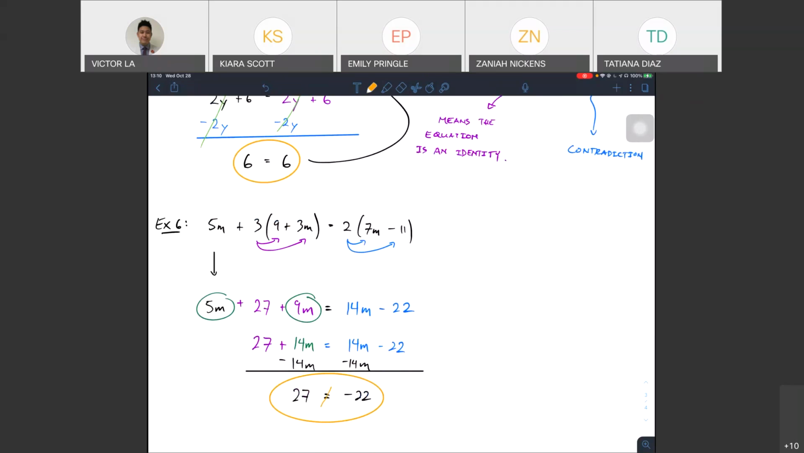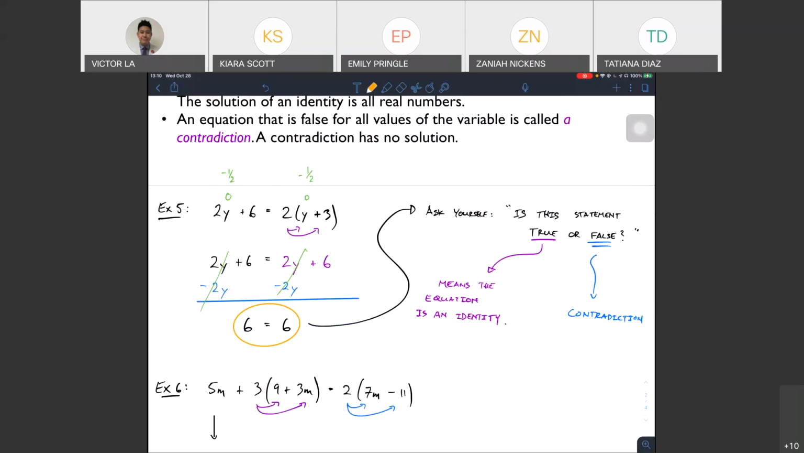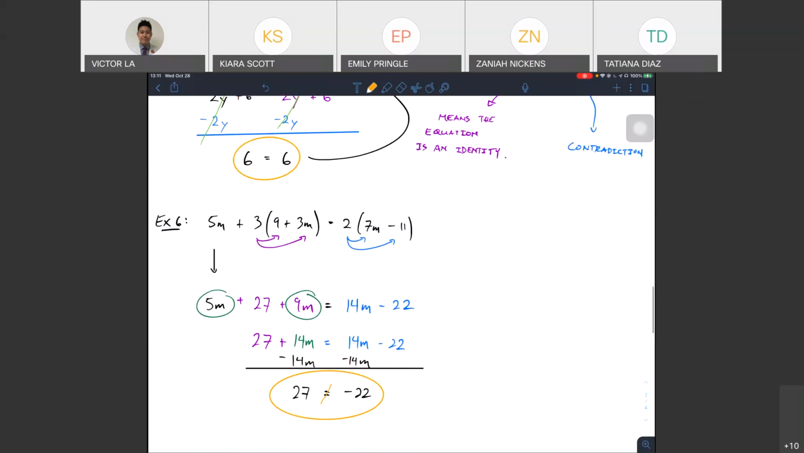When you look at it, same thing. An equation that is false for all values of the variable is called a contradiction. A contradiction has no solution. So in other words, what they're telling us is that no matter what number, any number in the world, any number that you plug in for, in this case, m, as in 0, -1, 1,000, 10, square root of 2, pi, right? There's no special number that will give you a solution that will make both sides of the equation equal.